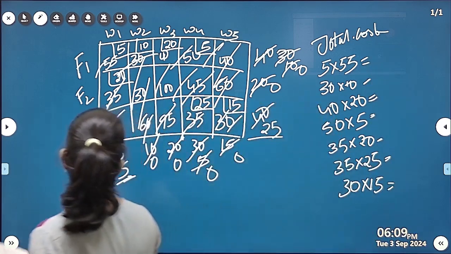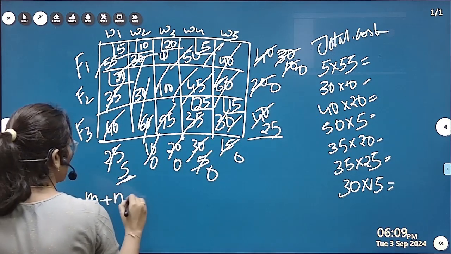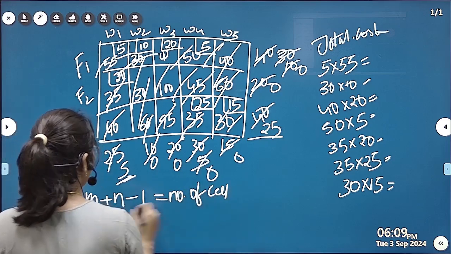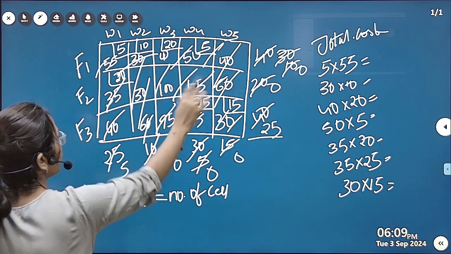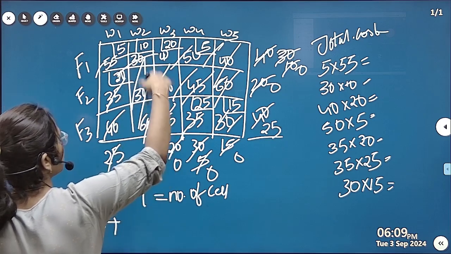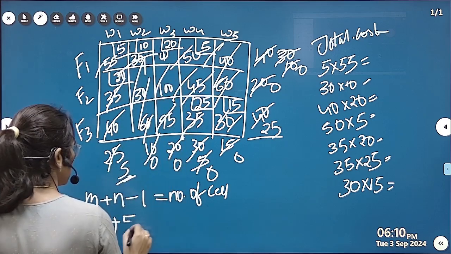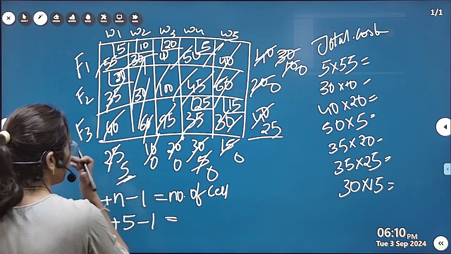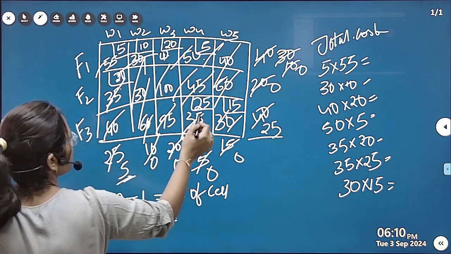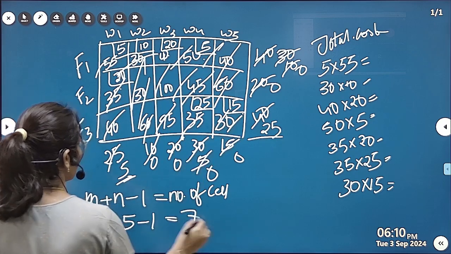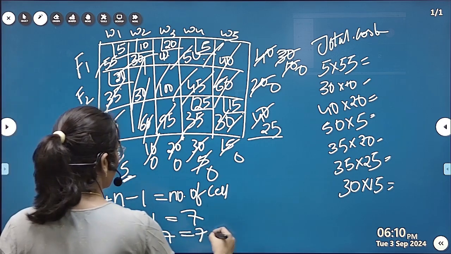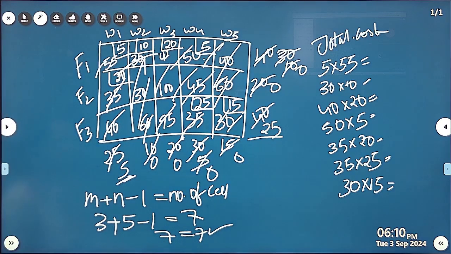And here we need to check that m plus n minus 1 is equal to the number of cells. What is m? m is the rows: 1, 2, 3 rows. Plus n is the columns. How many columns? 1, 2, 3, 4, 5 columns. So minus 1, that is equal to how many cells we got? 1, 2, 3, 4, 5, 6, 7. So 5 plus 3 is 8, 8 minus 1 is 7. So 7 is equal to 7. So our solution is optimal.